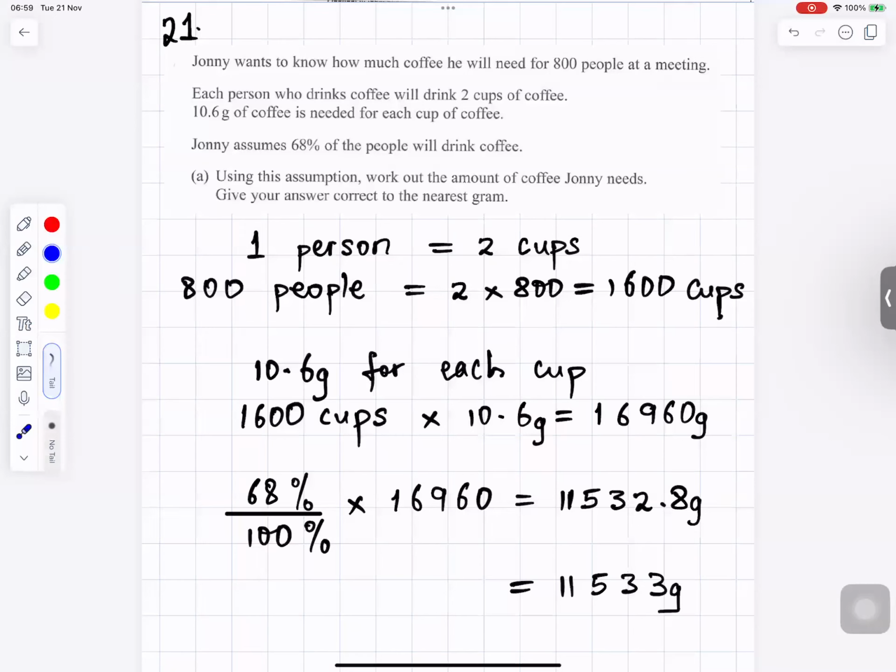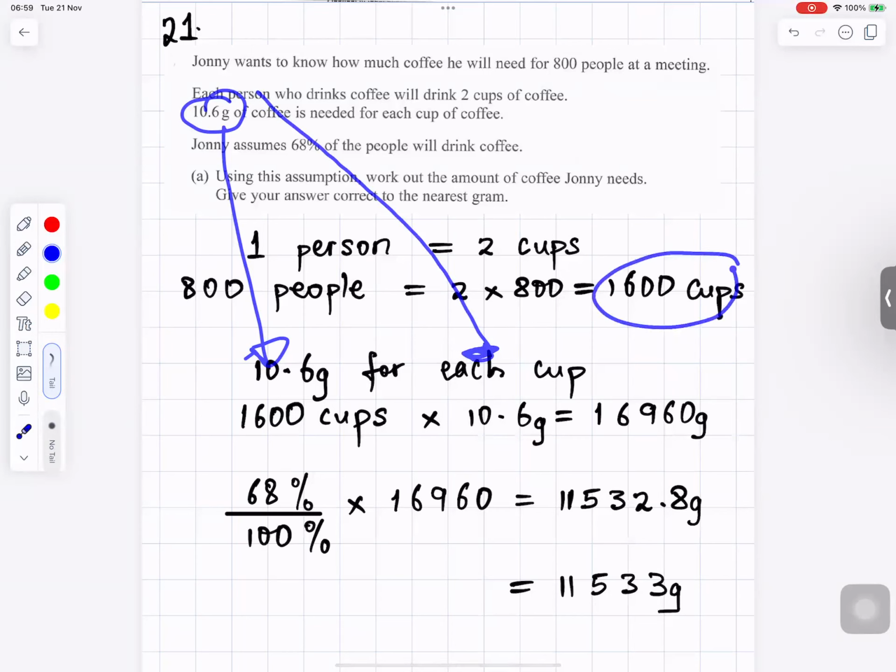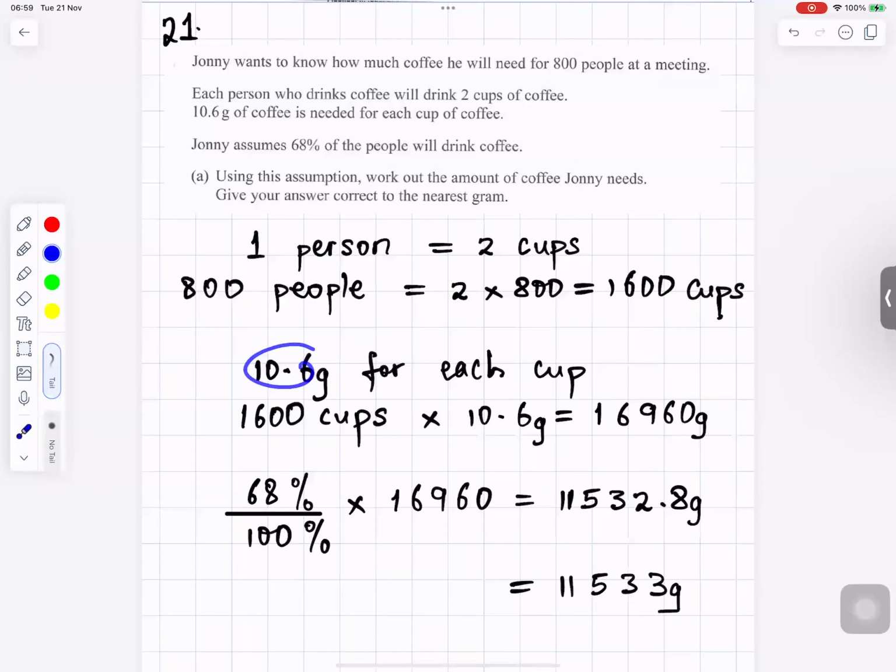And then 10.6 grams is what goes in each cup. 10.6 grams goes into 1 cup. How many cups did they drink? 1,600 cups. So 10.6 in 1 cup. So for 1,600 cups, you times 10.6. You get 16,960 grams.